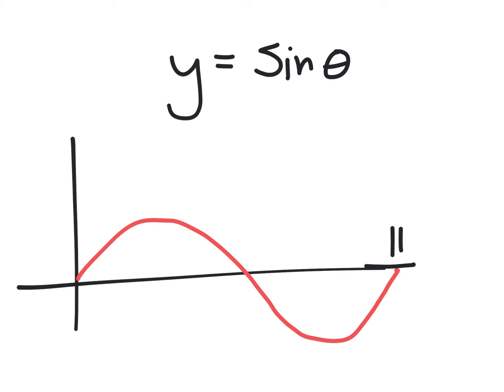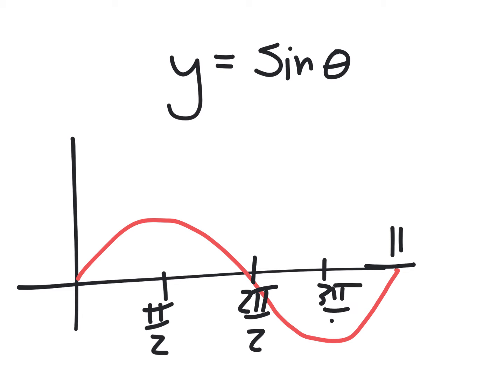I used to start with 2 pi at the end. I actually kind of like this better. 1 pi over 2, 2 pi over 2, 3 pi over 2, and 4 pi over 2. It just has a nice flow to it. And I know that 4 pi over 2 is 2 pi, and I think you do too.